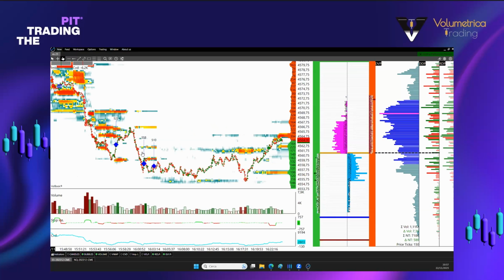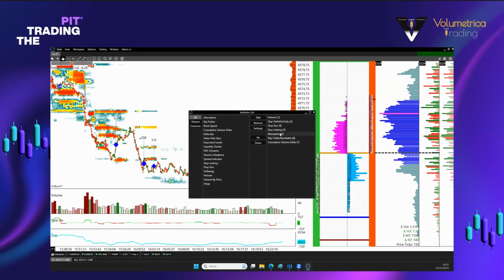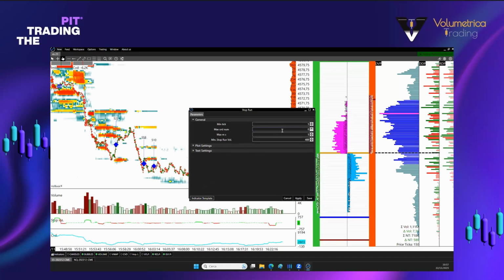So the indicator for stop run works exactly the very same way as the absorption indicator, but from another perspective, because in this case, I still want to have shown stop runs made by at least 400 lots with a distance of 5 milliseconds of execution from one to the next one, which is able to let the market slip at least 5 ticks.